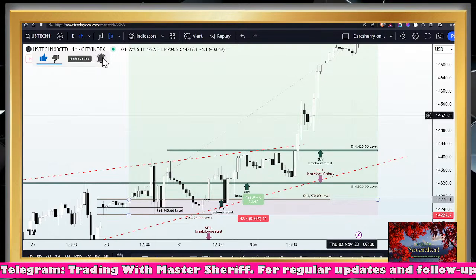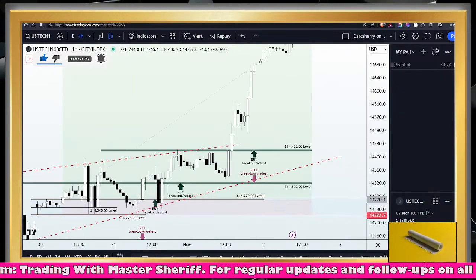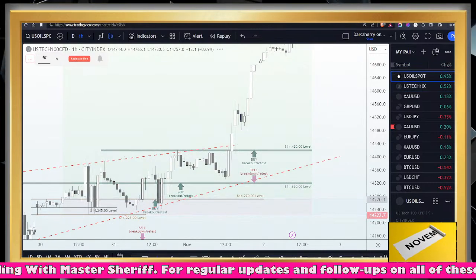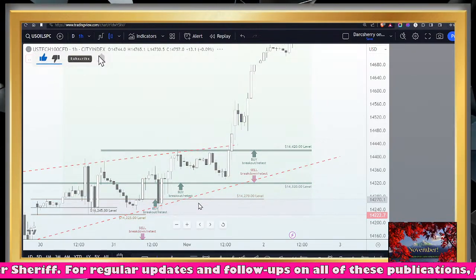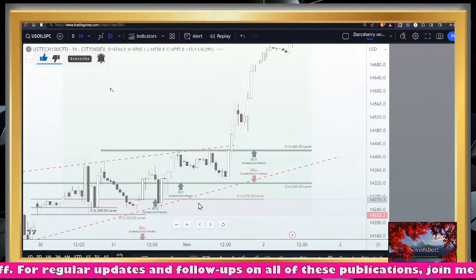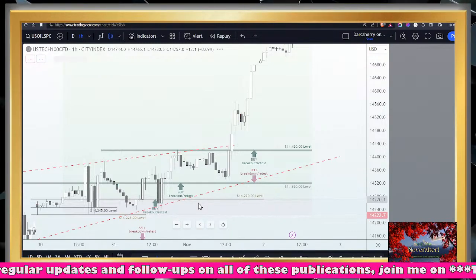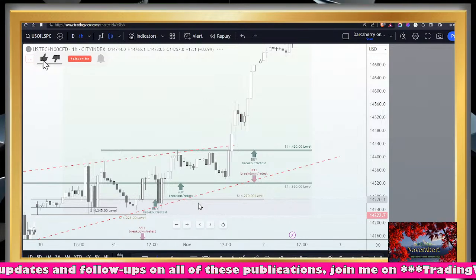And the first asset we are going to be looking at this morning is the US Oil spot. I don't know why my US Oil spot chart usually takes a couple more seconds before it loads up, but let's see.